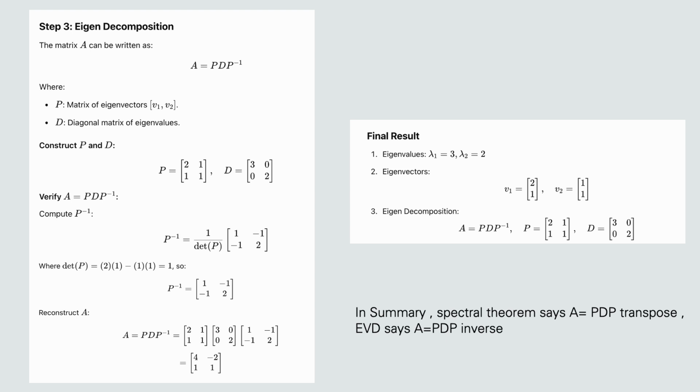Once we find the eigenvectors, step 3 is decomposition, very similar to what we did in the spectral theorem. We do the eigen decomposition, which is A equals PDP inverse. We know the value of P, and we know the diagonal matrix from what we found before. We compute P inverse, and once we do that, we reconstruct and find the answer is [4, -2; 1, 1]. So in summary, the spectral theorem and EVD are pretty much the same, with the difference in the formula that I mentioned.